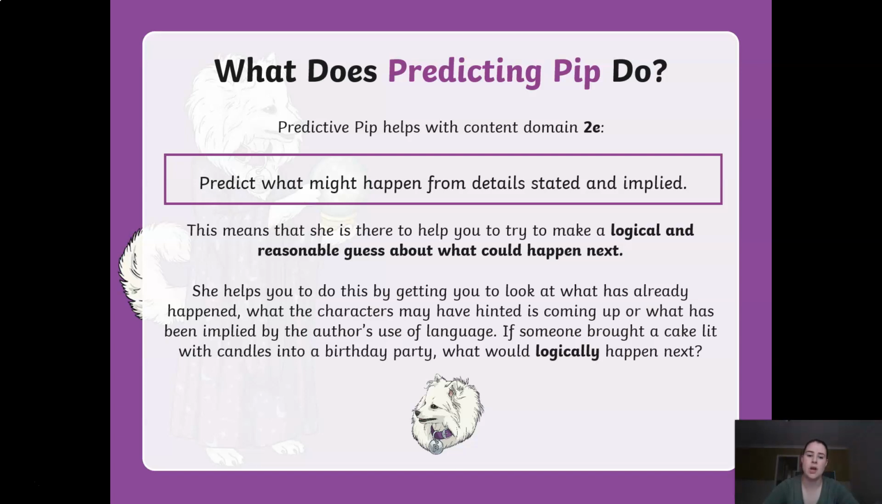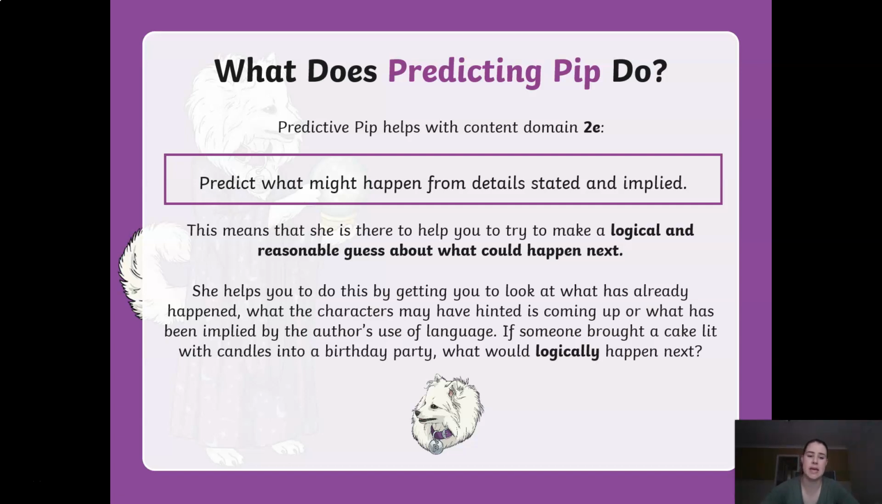Okay, so we need to look at what's already happened, thinking about what's happened to the characters, thinking about what's happened in the situation, what are the facts that have led us up to that certain point in the story, and is there any evidence or clues that suggest that something might be happening next, or there might be some use of language that the authors use to suggest that something's going to happen.